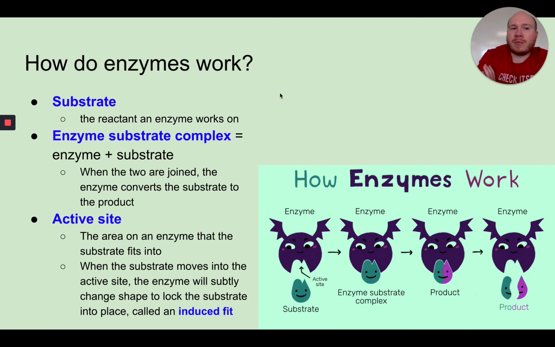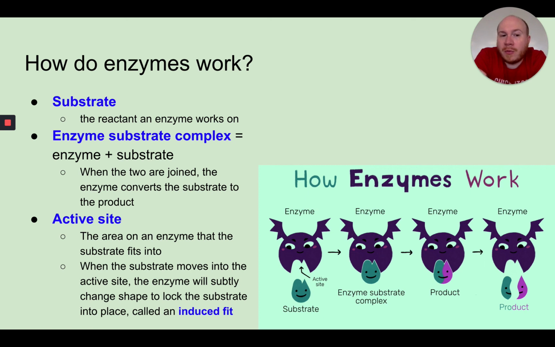So how do enzymes work? Well, the substrate is the reactant that an enzyme works on. So you need to know this word. A substrate is the reactant. The enzyme substrate complex is going to be the enzyme and its substrate that it works on together. When the two are joined, the enzyme converts the substrate to a product. And then the last thing you need to know is that enzymes have what's called an active site. It's the area on an enzyme that the substrate fits into.